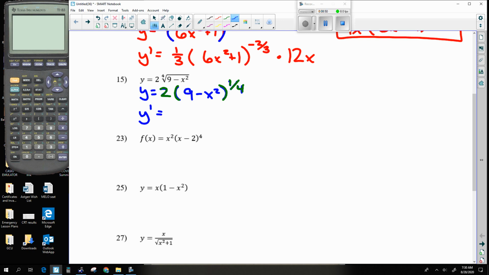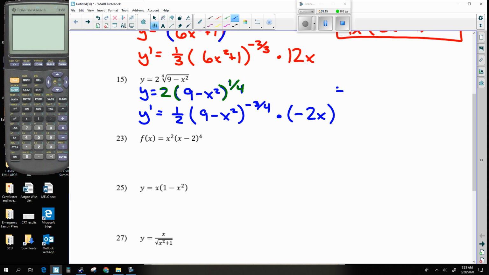So 1/4 multiplying down, so that'll be 1/2, 9 minus x squared to the negative 3/4. So I minus 1 from 1/4. And then I multiply by the derivative of the inside, and so that would be negative 2x. The 9 goes away, and then the negative x squared is a negative 2x.